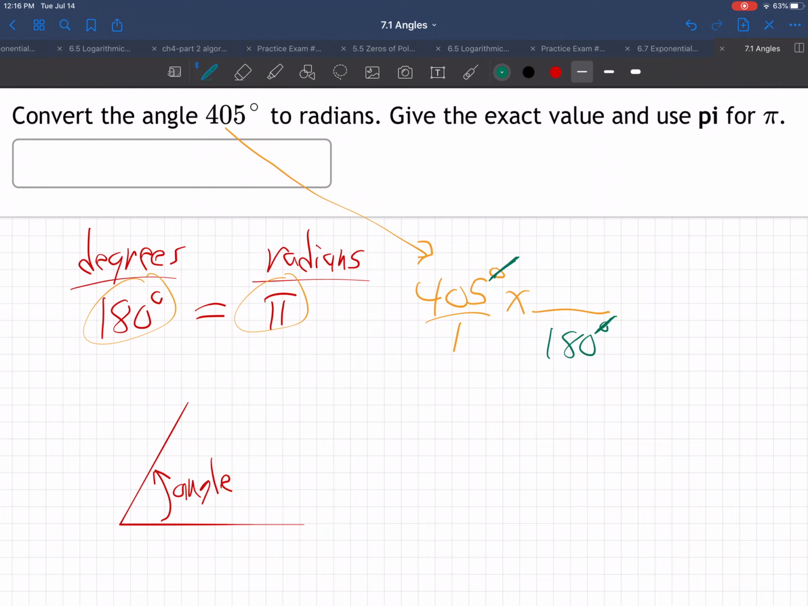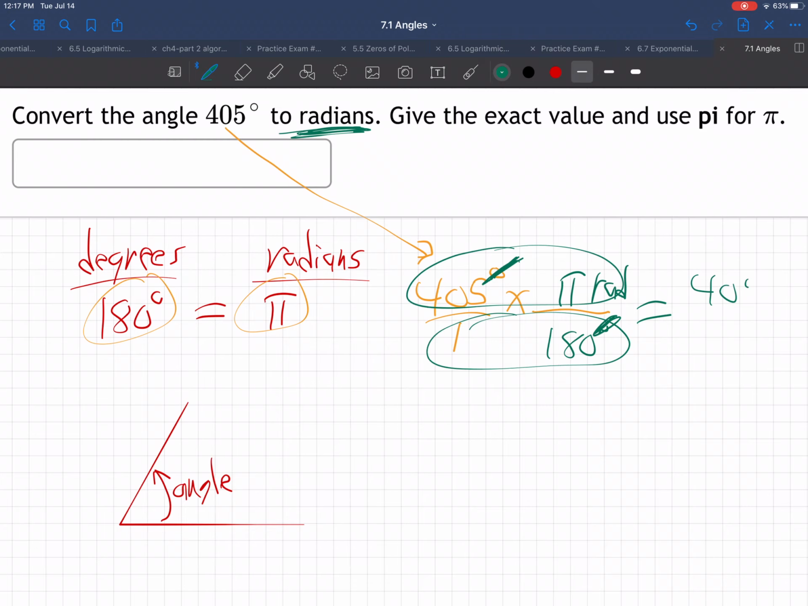That's how I know. Why? Because I want out of the degrees, right? I'm trying to change to radians. So I want to be out of the degrees. So I put that down there, and of course pi radians goes there. So these degrees will cancel, and then you just go straight across the top, 405 pi, and then 1 times 180 is just 180.